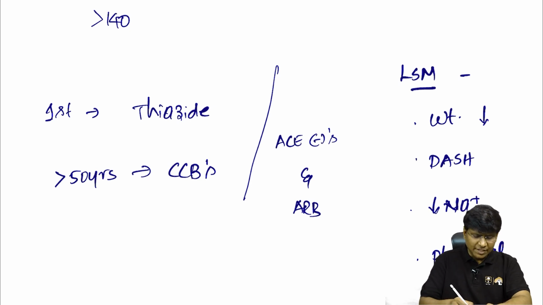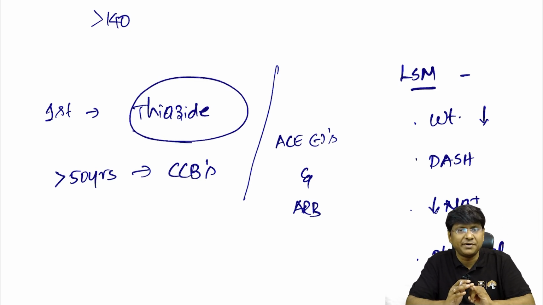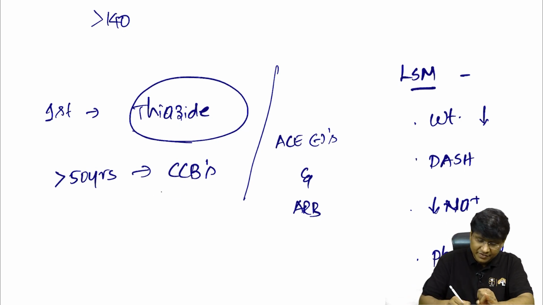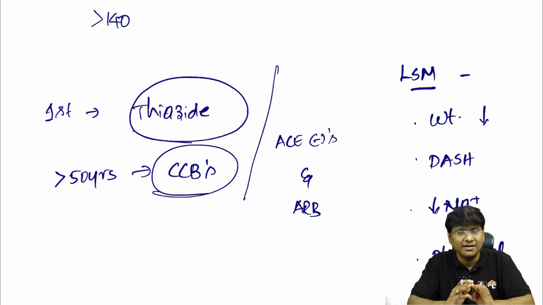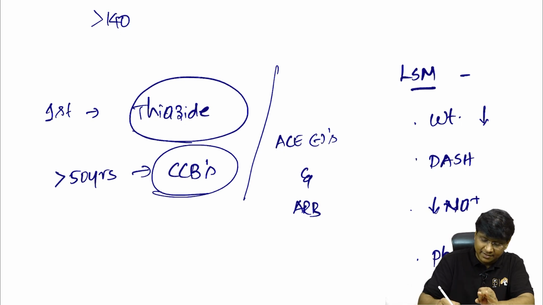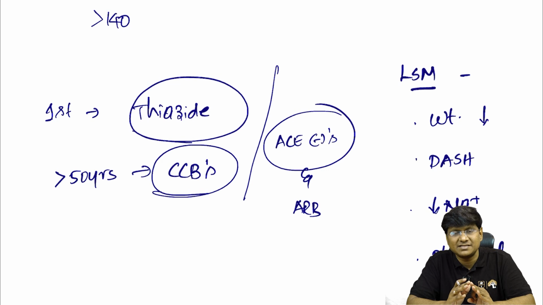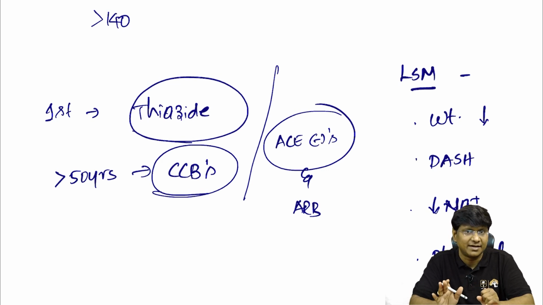So you take thiazide diuretics, a very important precaution is you should not give them in diabetic patients because this will cause hyperglycemia. With calcium channel blockers, mainly like amlodipine, it is associated with bilateral pedal edema. And with ACE inhibitors, there is an increase in bradykinin levels which can cause the dry cough.